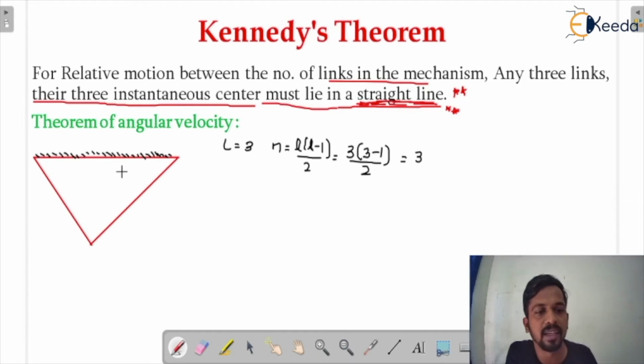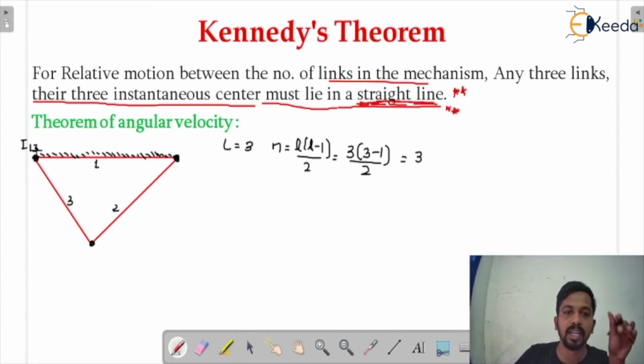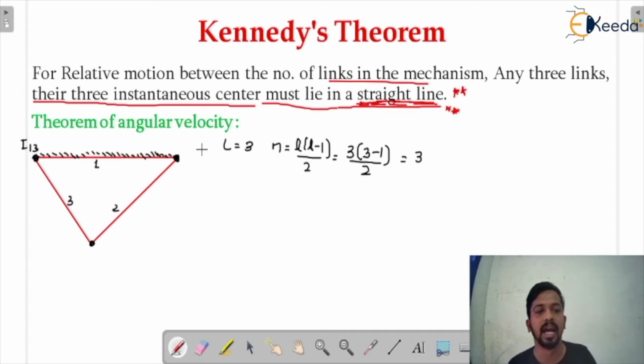I am considering this link as the fixed link. So that is first, that is second, and that is third. Now the instantaneous center, this is a turning pair because it is a pin joint, and this is a turning pair, this is a turning pair, and we can denote it as 1 3. So that would be I13. I13 means the instantaneous center of relative motion between link 1 and link 3, this is the instantaneous center for the relative motion between link 1 and link 2, and this is the instantaneous center of rotation of relative motion between link 2 and link 3.